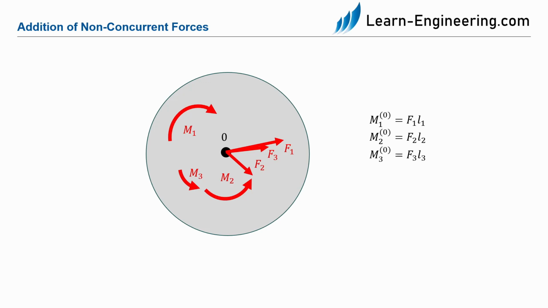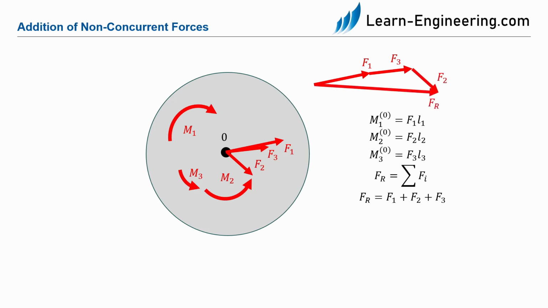Since the forces are concurrent forces, we can now use the force polygon to form the resulting force. As we already know, we can arrange the force polygon in any order. So we can now draw the force F1, followed by the force F3, and finally the force F2. And thus, we have determined the resulting force Fr.